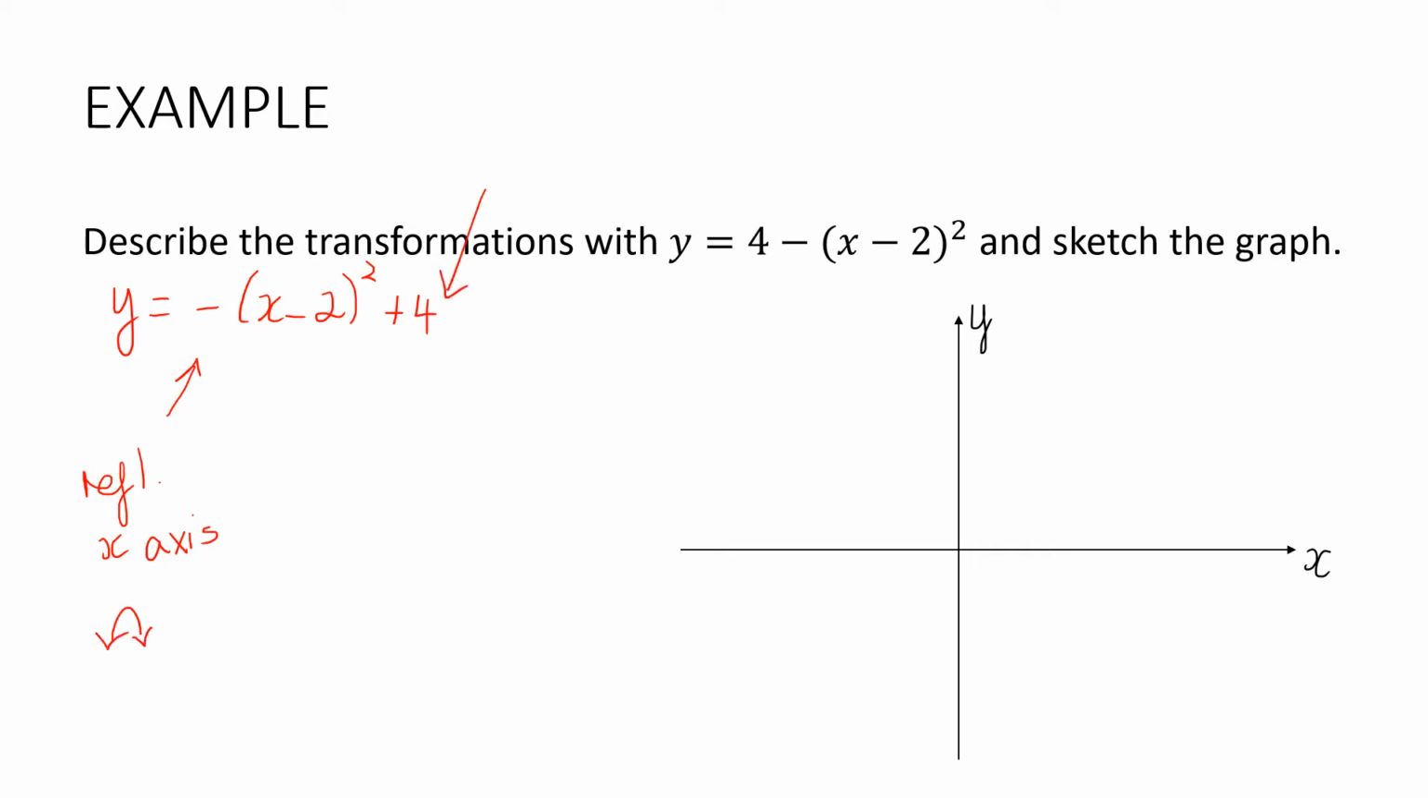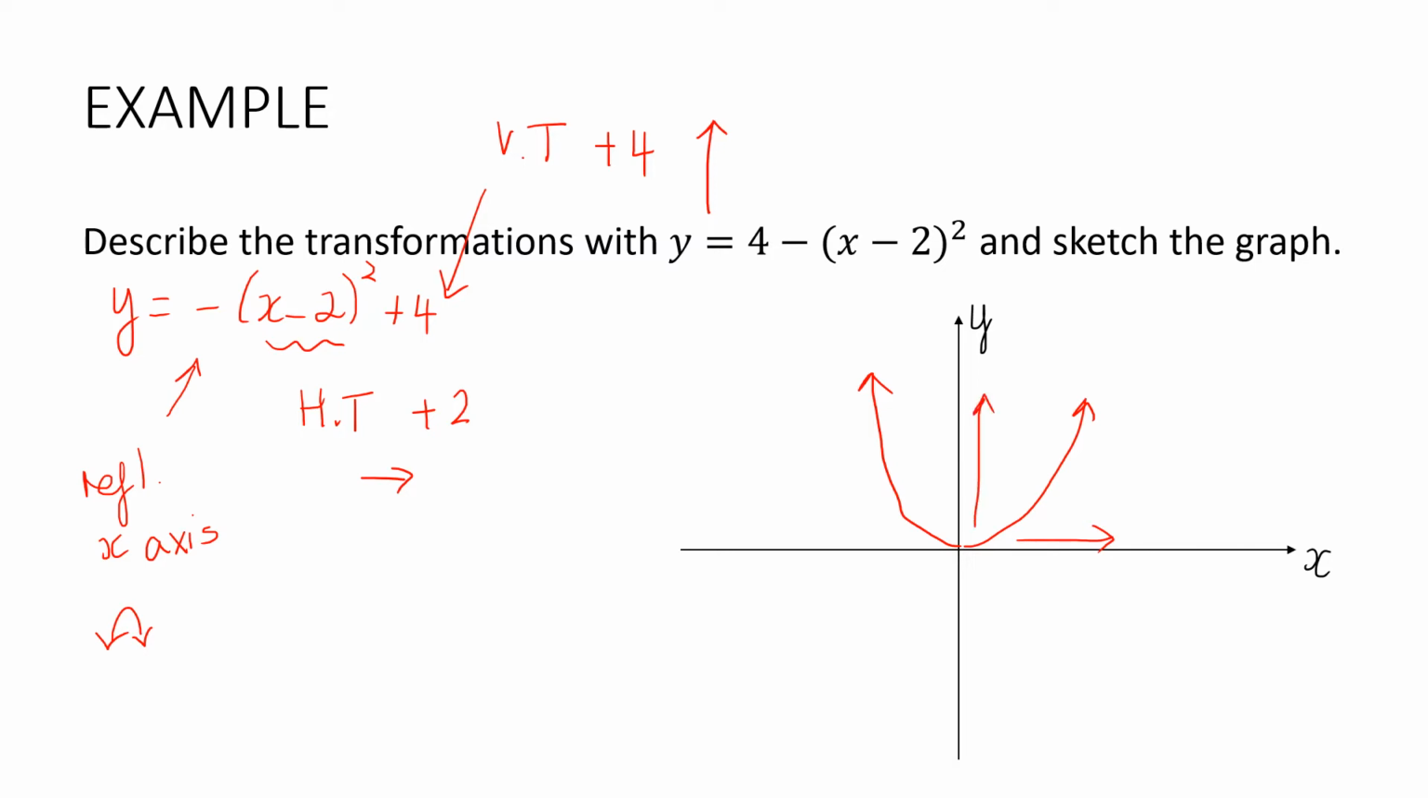Here we can see a vertical translation of plus 4, so it's going up. Here we have a horizontal translation of plus 2, so it is going to the right. So if we draw our normal y equals x squared, then this thing is sliding 2 units this way, 4 units up this way, and flipping upside down.